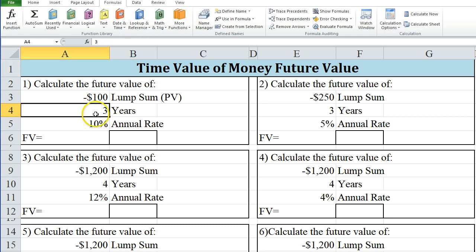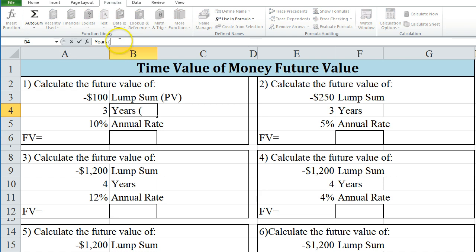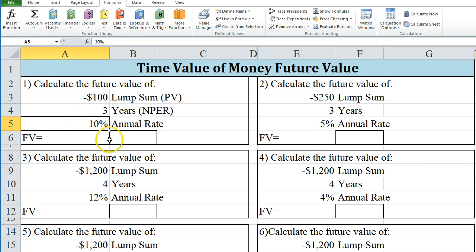Then we have 3 years, and this would be what we call N per in Excel, or the number of periods, because this is annual. Unless otherwise expressed, assume all problems are annual, and it actually says annual rate here, so this is, of course, the rate. Now we want to calculate the future value, meaning what this $100 is going to be worth in 3 years at a 10% rate of return each year.